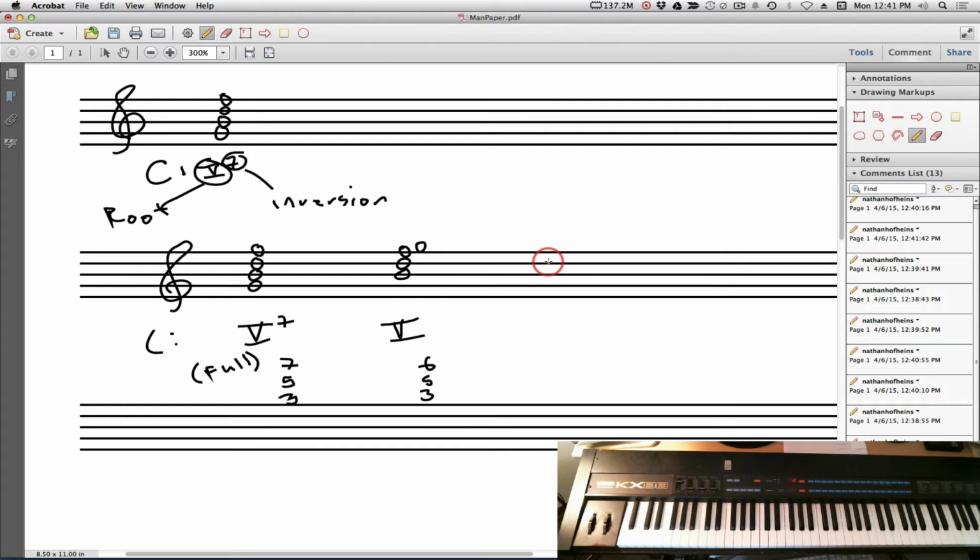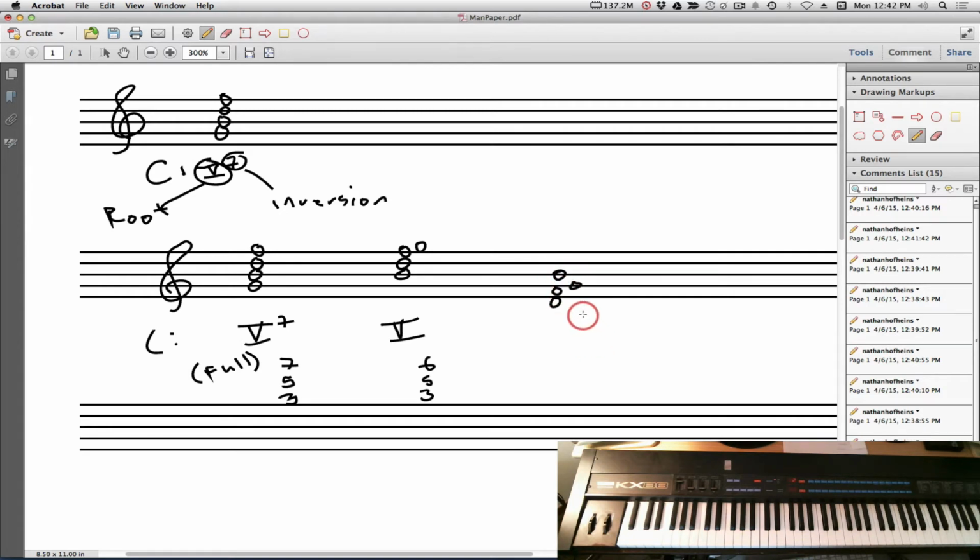Now let's go one more inversion. Let's go D, and I'm going to bring it down an octave actually. D, F. Here's our G, our root. What do we need? We've got a G, B, D, and we're missing a B, so let's put a B here.